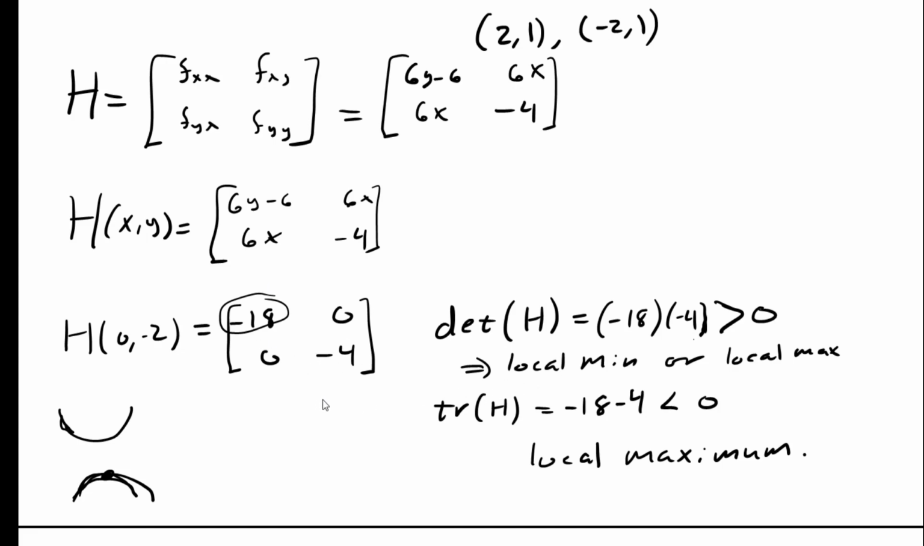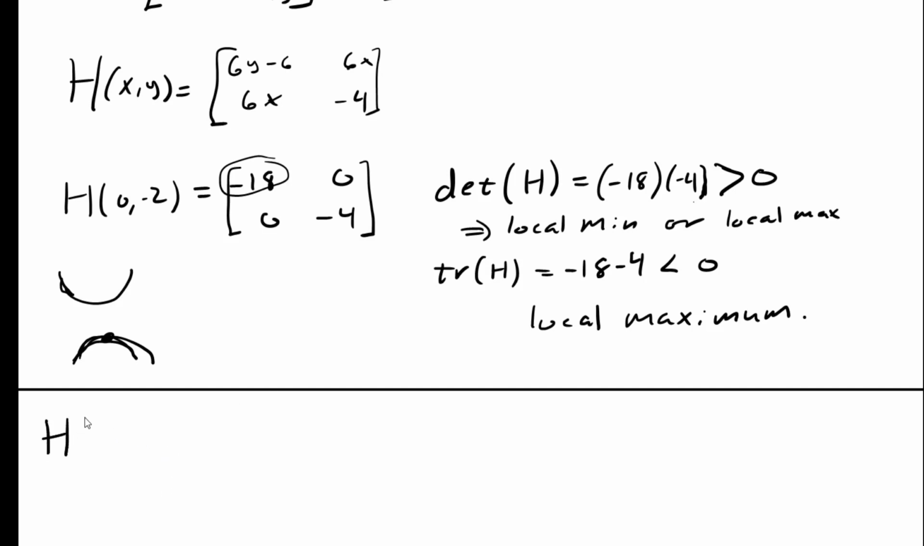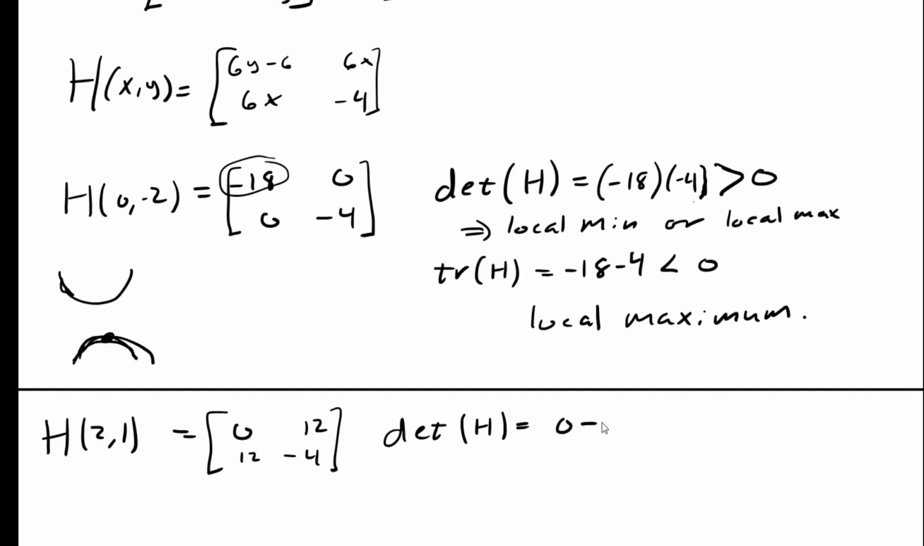Okay, so let's see. Let's do (2, 1). That's going to be 0, 12, 12, minus 4. So we do the determinant. That's going to be 0 minus 12 squared, which is clearly less than 0. If the determinant is less than 0, this means right away, no extra checks, that this is a saddle point. Okay, done with that one.